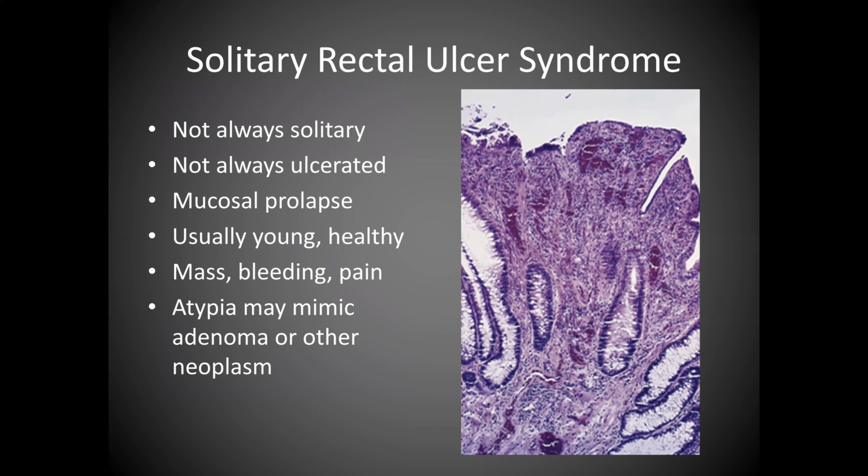Now, solitary rectal ulcer syndrome is essentially part of the prolapse syndromes. First of all, remember, it's not always solitary and it's not always ulcerated. So it has the name, and that's the classical presentation, but it's associated with mucosal prolapse, and it can affect a variety of sites and surfaces in the bowel. These are usually fairly young, healthy patients, but they may then present with a mass or bleeding. And at times, the regenerative atypia that's present here can lead you down the garden path to making a diagnosis of adenoma if you are not careful. So there's the pitfall alert.